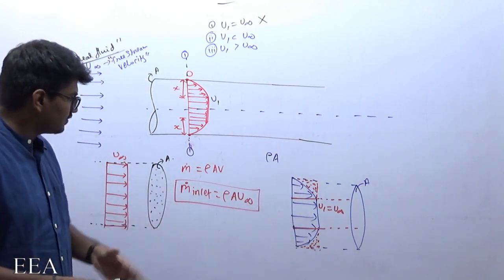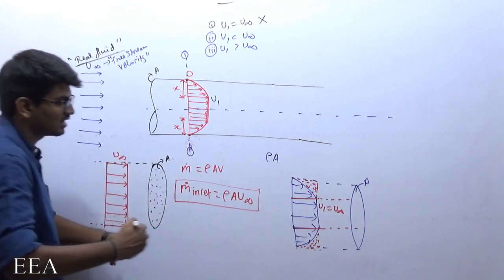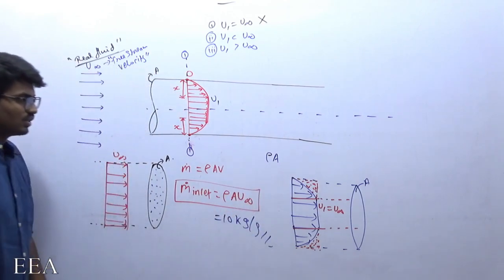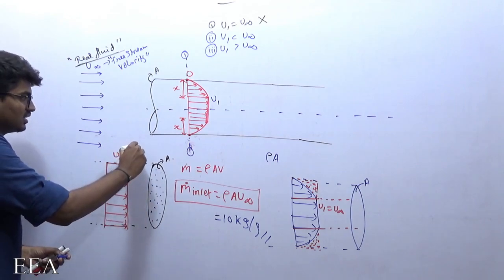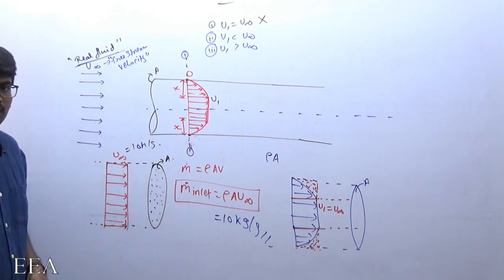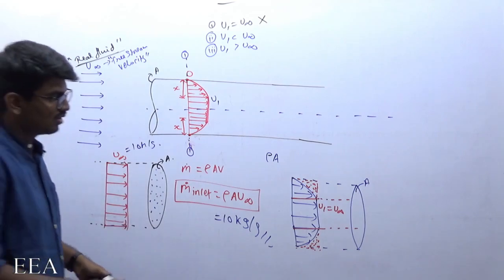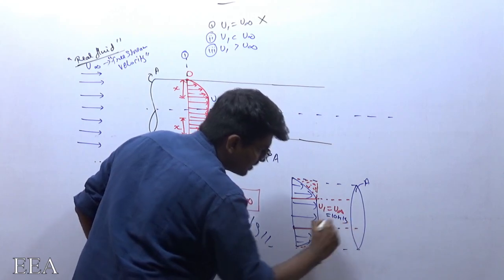I hope you understood. If u infinity remains the same everywhere, this is the mass flow rate, for example 10 kg per second. Say u infinity is 10 meter per second acting over the complete area. But now only over this area 10 meter per second.